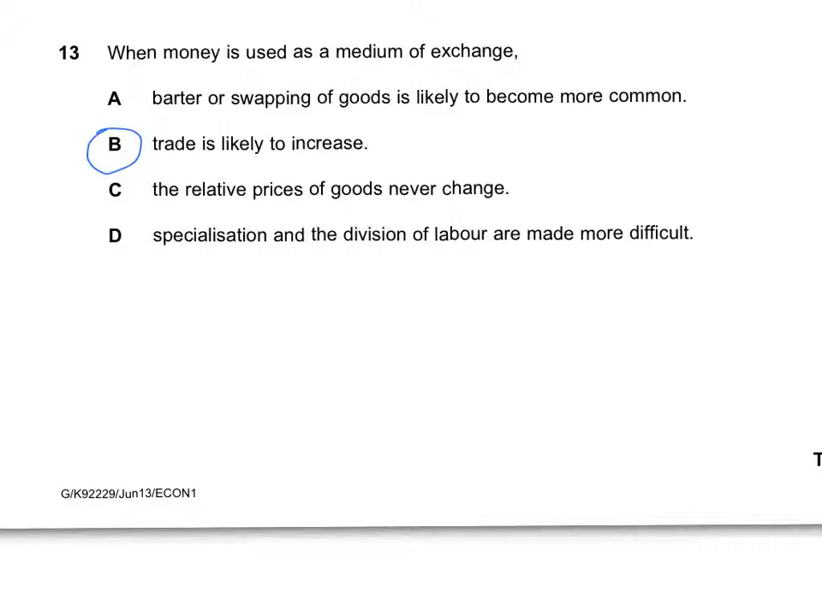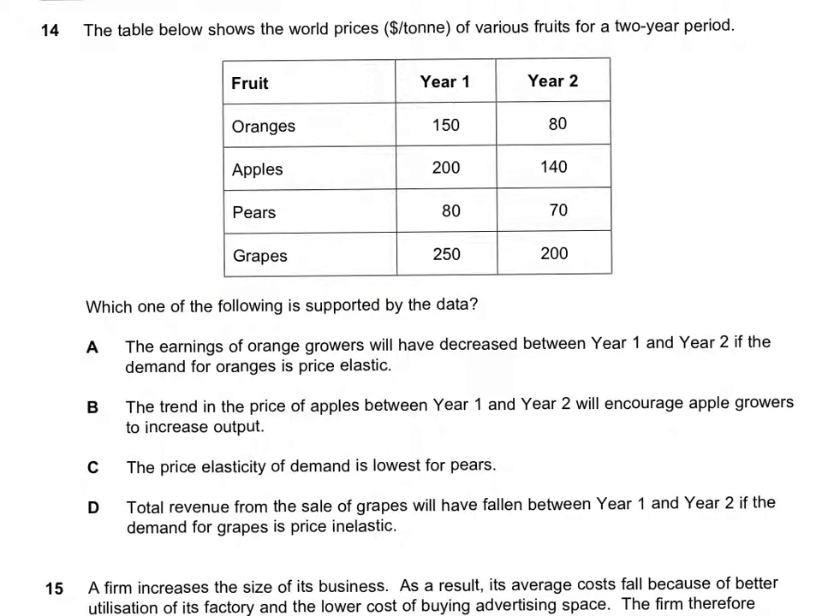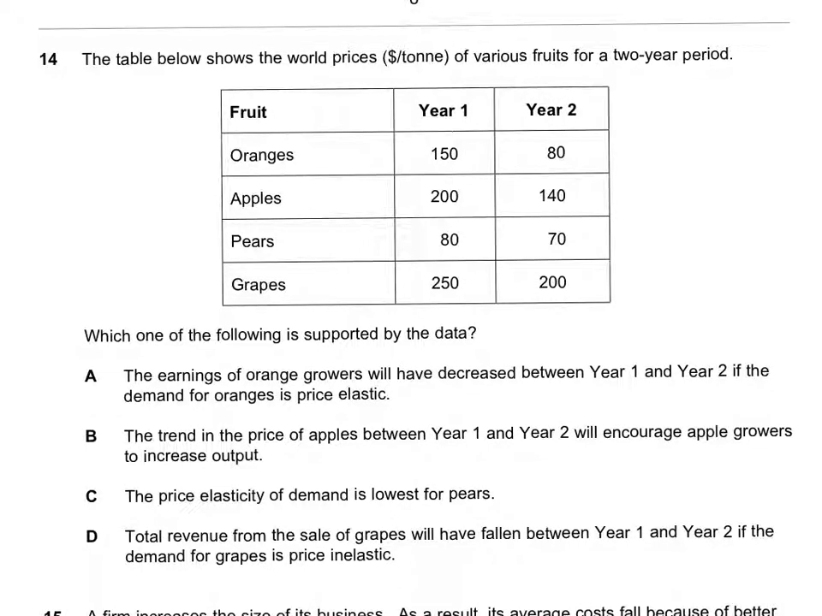So just be careful when you see this question because it could be worded differently from previous exam papers. First thing I would do with this question is simply look at the data and by the side of it just put a little arrow, so the price of oranges is going down, apples is going down, pears is going down, and grapes is going down between the 2 years. Okay, so which of the following is supported by the data?